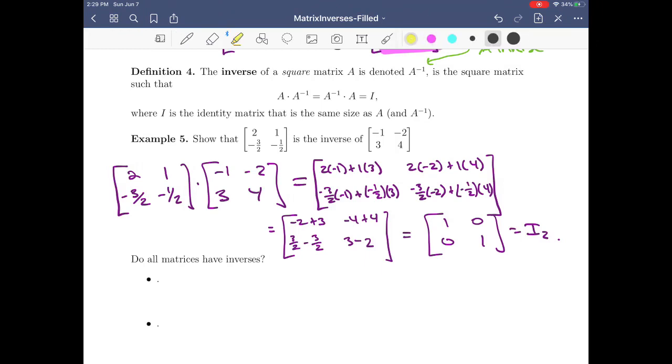So notice that it was only defined for square matrices. So first of all, the matrix has to be square. So the answer to this is no. The only hope is when the matrices are square. So that means if you're not a square matrix, there's no hope of you having an inverse. So it must be a square matrix.